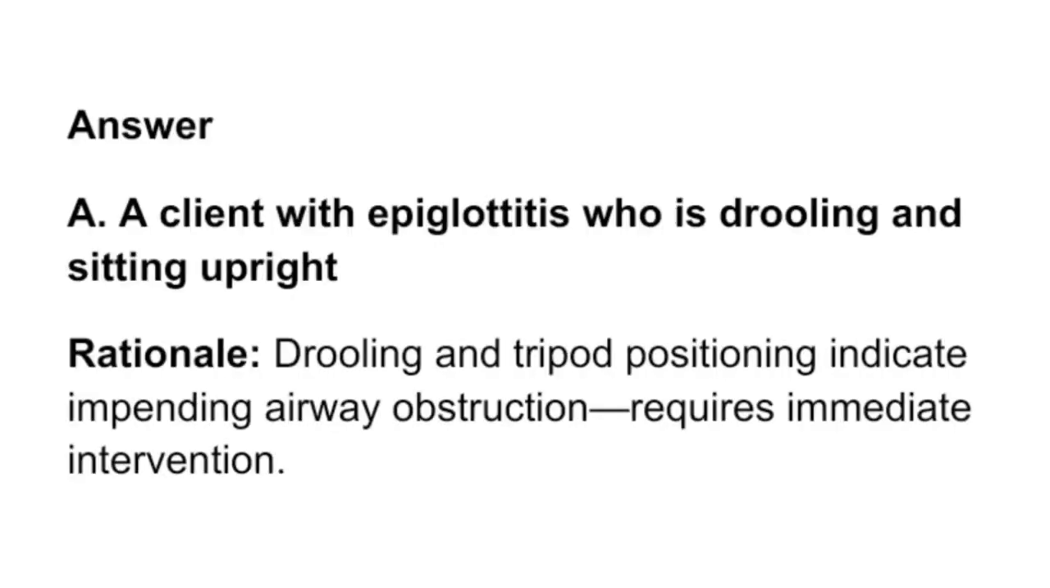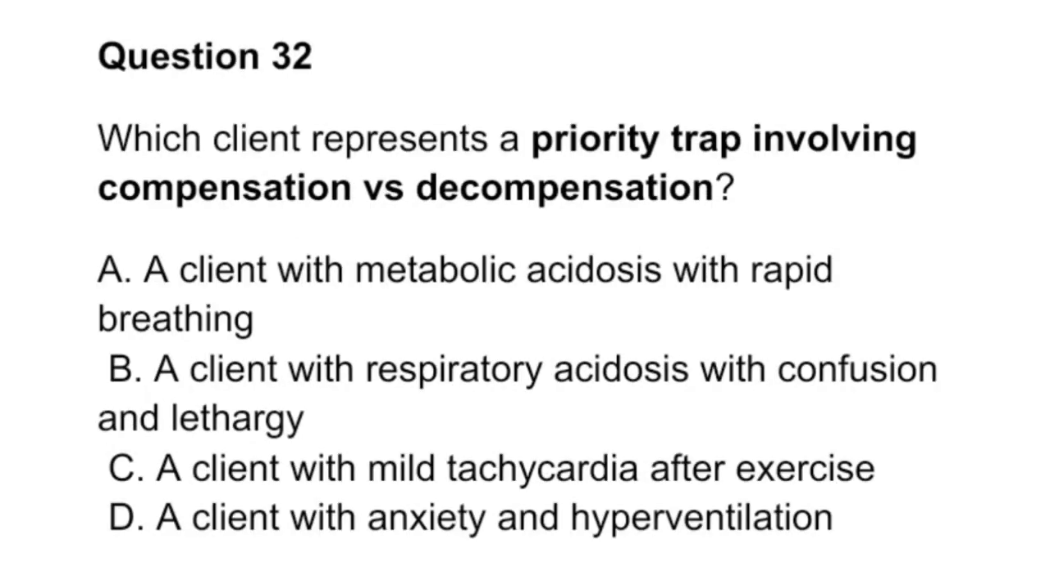Answer. A. A client with epiglottitis who is drooling and sitting upright. Rationale. Drooling and tripod positioning indicate impending airway obstruction, requires immediate intervention. Question 32. Which client represents a priority trap involving compensation versus decompensation? A. A client with metabolic acidosis with rapid breathing. B. A client with respiratory acidosis with confusion and lethargy.